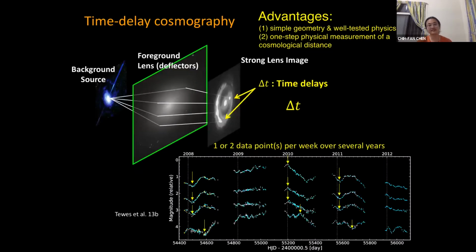Okay, so let me start from the time delay. The time delay measurement requires long-term monitoring. The bottom figures show one or two data points per week over several years, so one can see that we can construct the light curves. From the light curves, you can see even by eye that there is a time delay between the light curves. You can see the yellow arrow in the first three light curves. This is an example of RXJ1131, and the time delay is around 90 days.